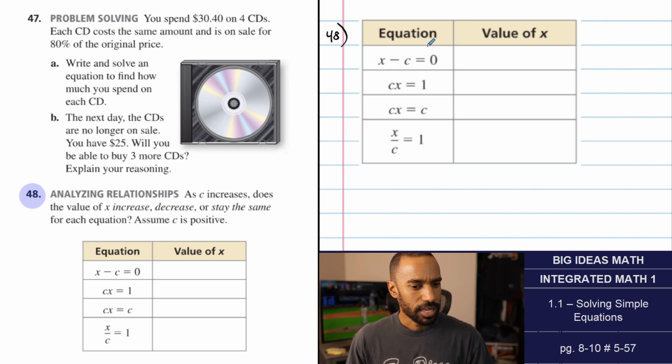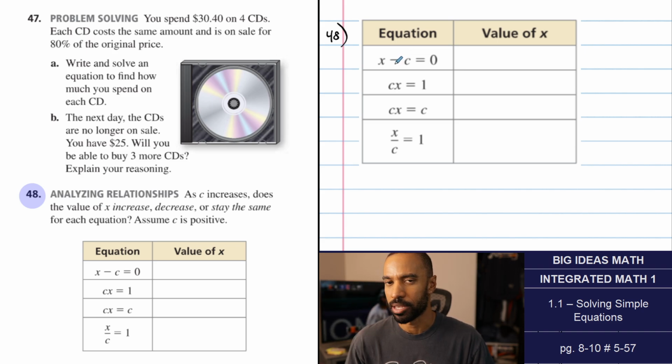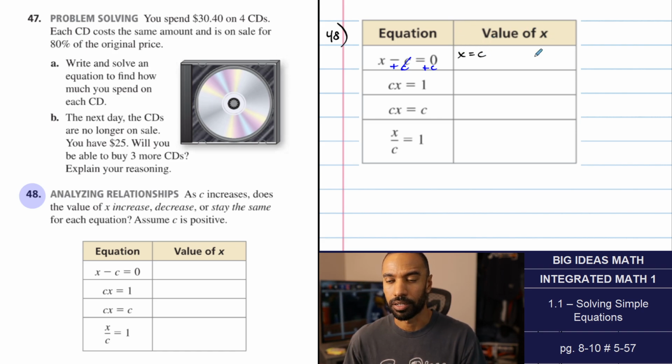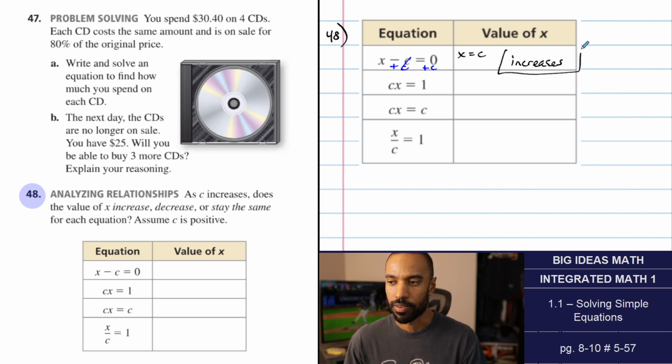Okay, the value of X. What do they say? They said as C increases, does the value of X increase, decrease, or stay the same? Here's what I recommend we do with these problems. Let's get X by itself by moving the C over to the other side and determine based off that. If I add C to both sides, I would get the equation X equals C. Now, if X equals C, what happens as C gets bigger? X has to equal C. X would get bigger. So the value of X would increase.